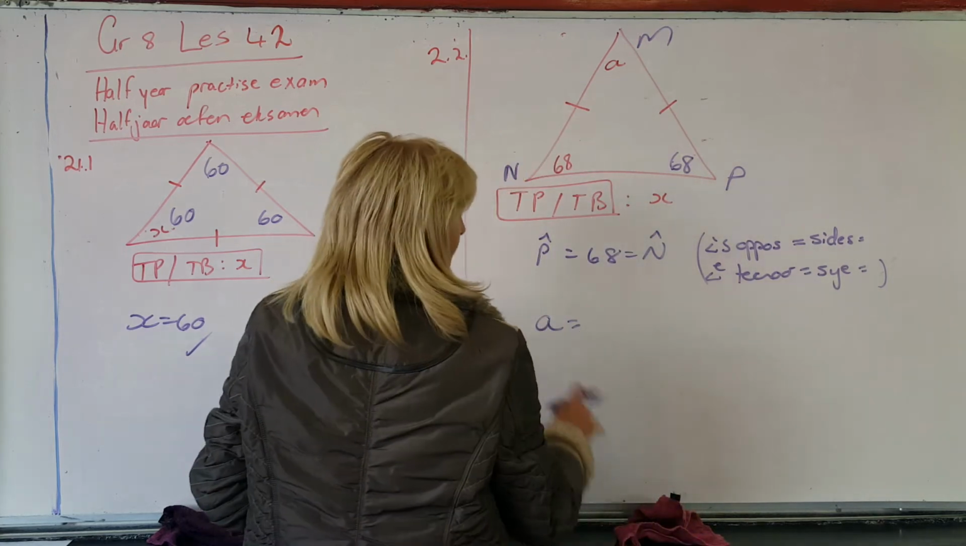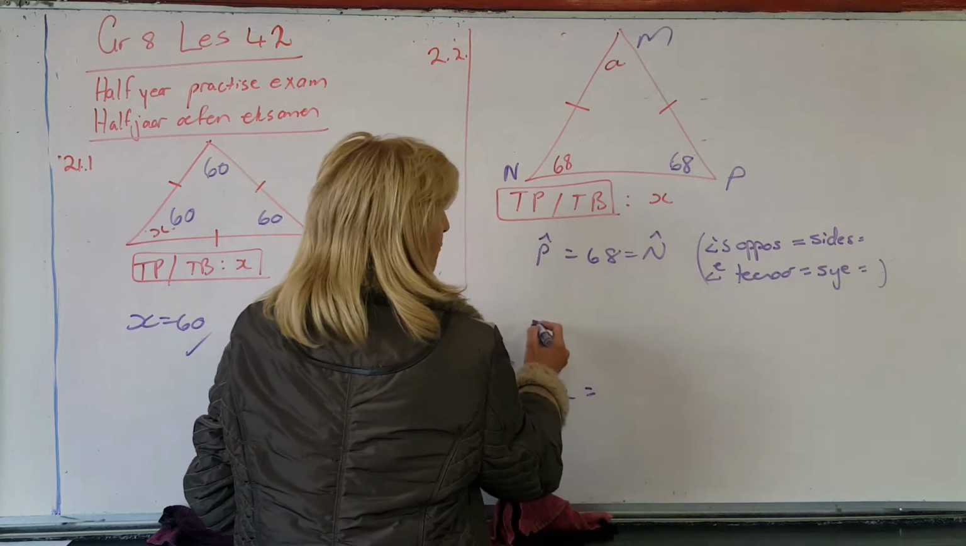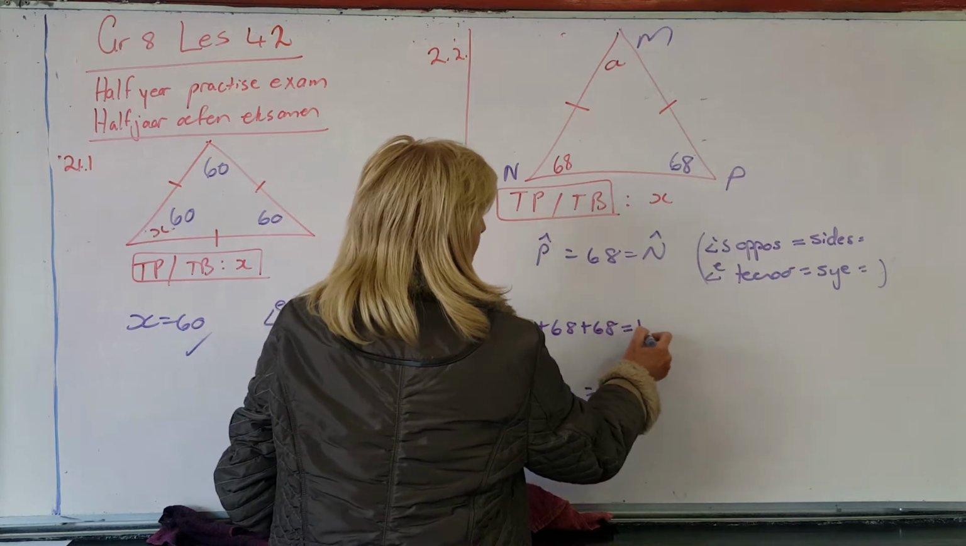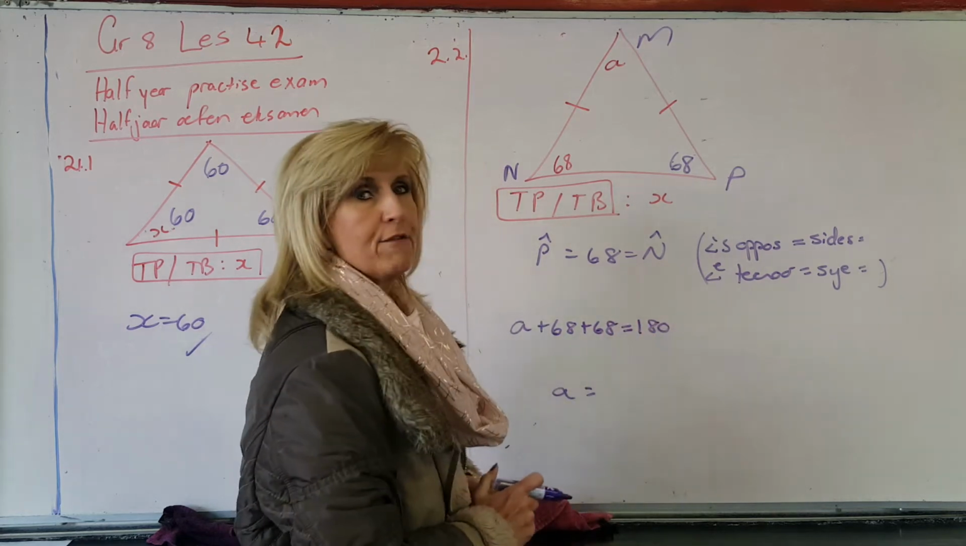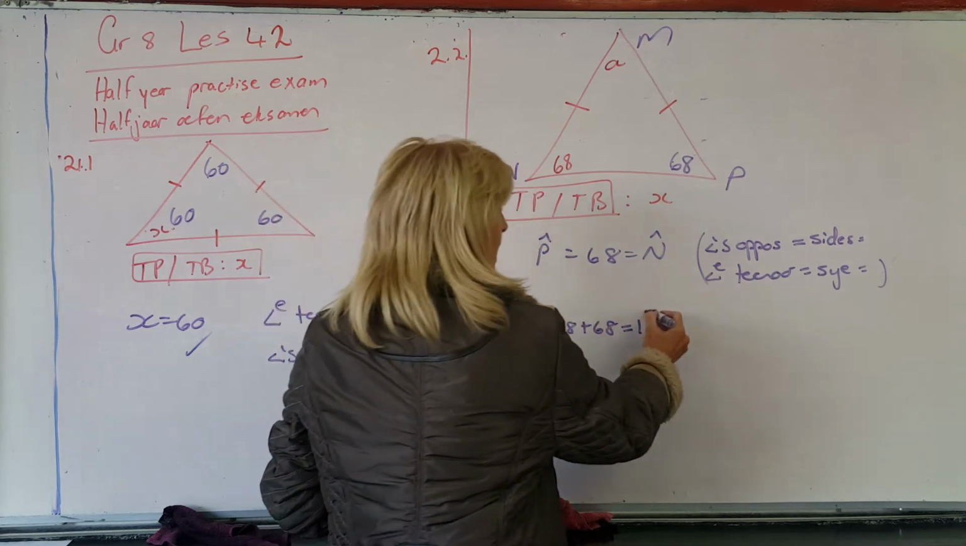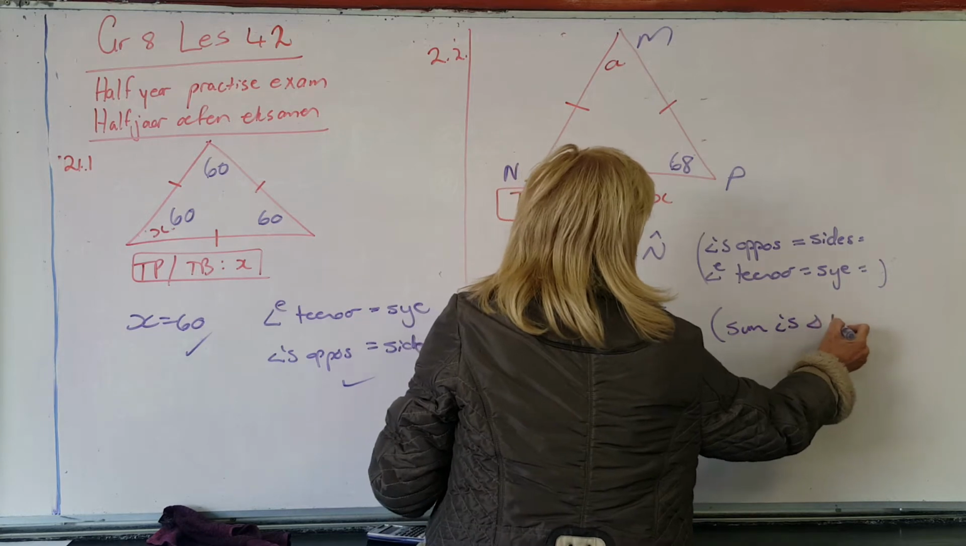So you're going to say, you can write immediately just the answer, or you can first write A plus 68 plus 68 gives me 180. And I think this is fine, so that is the safe way of doing it. Adding them all together gives me 180 because it's the sum of the angles of a triangle.